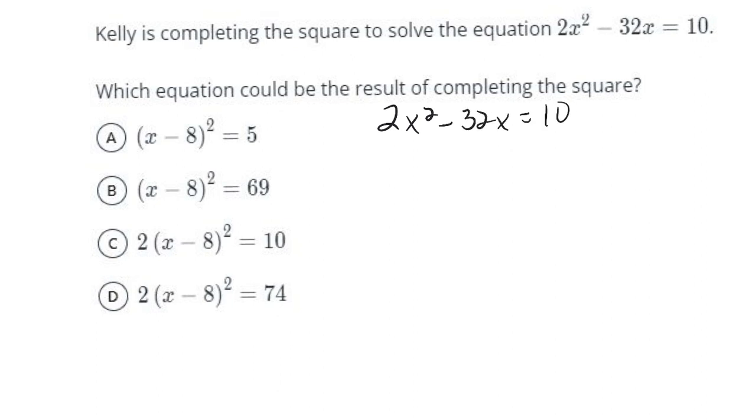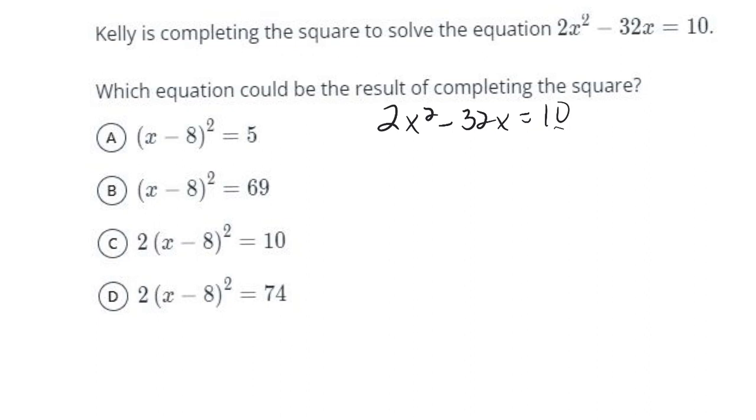Now, when solving using completing the square, the first step is to move c to the right. That's already done for us because c would have been negative 10. When we moved it to the other side, it became 10. The next step is to then divide the coefficient by anything other than 1.